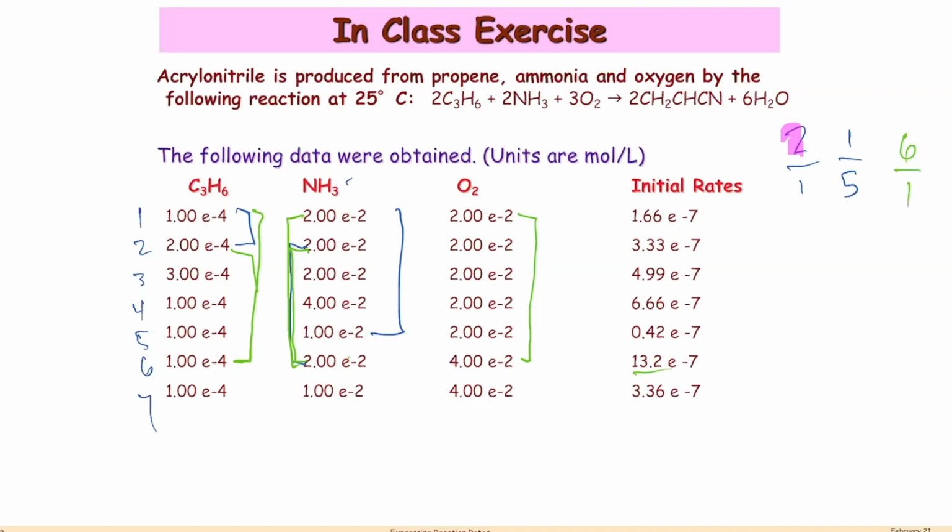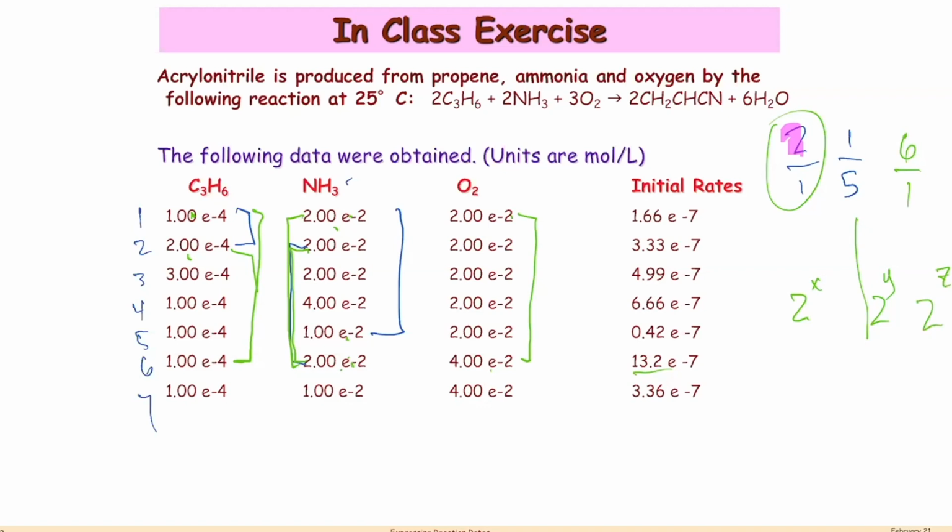And if you notice, in each of these experiments, 1 and 2, the propene doubles. So that's 2 over x. For 5 and 1, that's for ammonia, this 2 right here. The ammonia doubles. That's 2 over y. And for the oxygen, that's 4 and 2. These values right here, again, it doubles, 2 to the z.